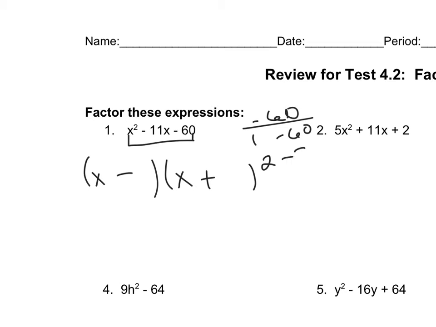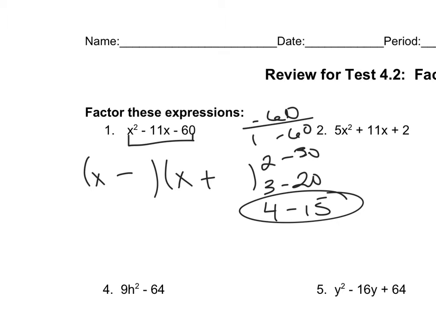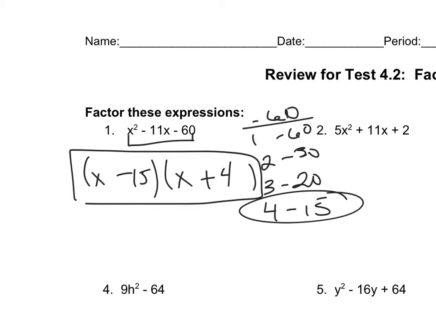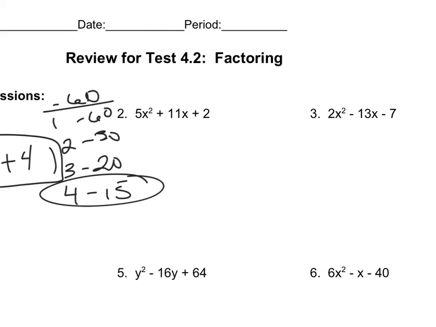Then we do the combine like terms. What are you gonna combine here? What can you combine? 4 minus 15 is gonna equal negative 11. What do you know about like terms? They gotta be the same, right?